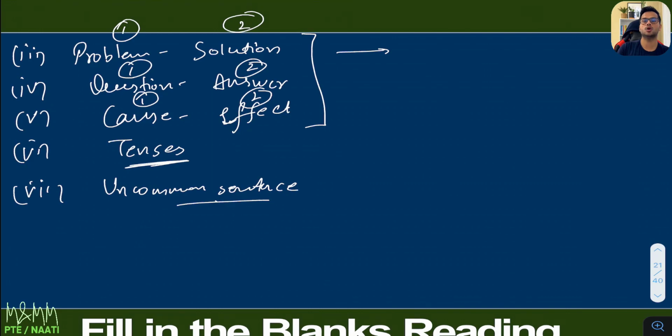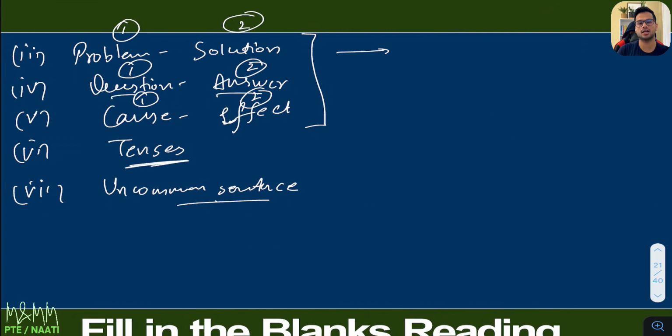They may say COVID-19 has destroyed the entire world. That's a problem. Then scientists have developed a vaccine to curb that problem. Solution for the very same problem. In that case, I'll make a pair for these two sentences. Problem will come first, followed by solution.